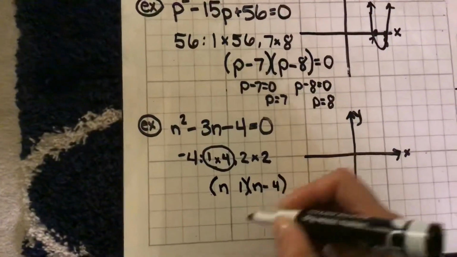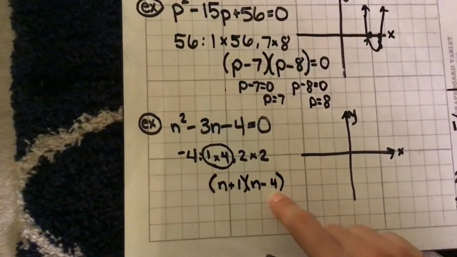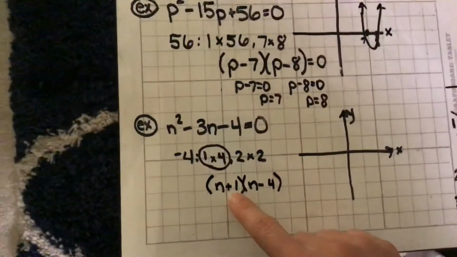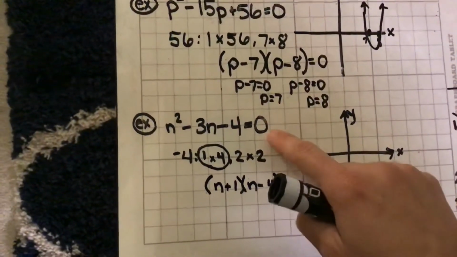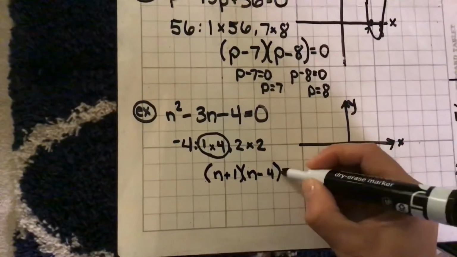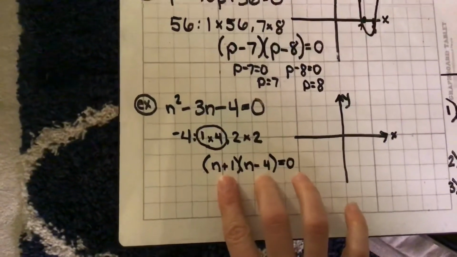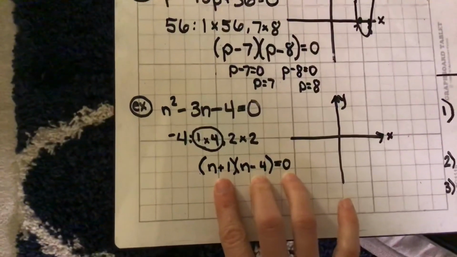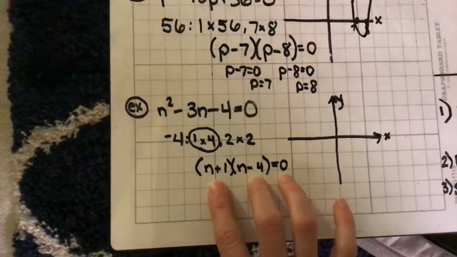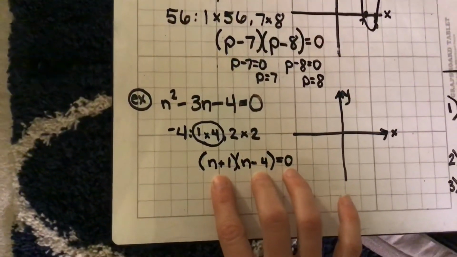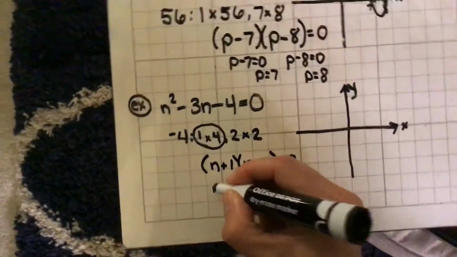That's going to be a negative 4 and a positive 1. 1 minus 4 is negative 3. 1 times negative 4 is a negative 4. I'm going to bring down the equals 0. Okay, and remember, anything times something else that equals 0 means that one of these is 0. 0 times anything else is 0. So I'm going to set both of these equal to 0 because I'm not sure which one it is.